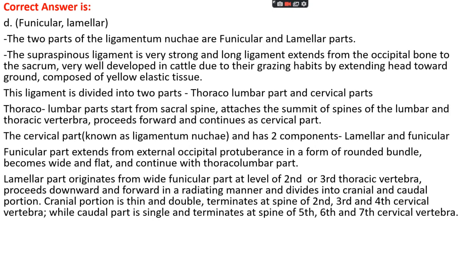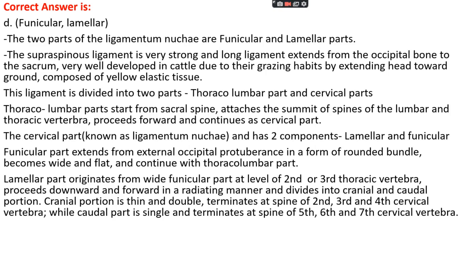Okay. The thoracolumbar part starts from the sacral spine and is attached to the summit of the spines of the lumbar and thoracic vertebrae, and it proceeds forward as the cervical part. The cervical part of the supraspinous ligament is known as the ligamentum nuchae. It has two components, a lamellar part and a funicular part. The funicular part extends from the external occipital protuberance in the form of a rounded bundle, becomes wide and flat, and continues with the thoracolumbar part.